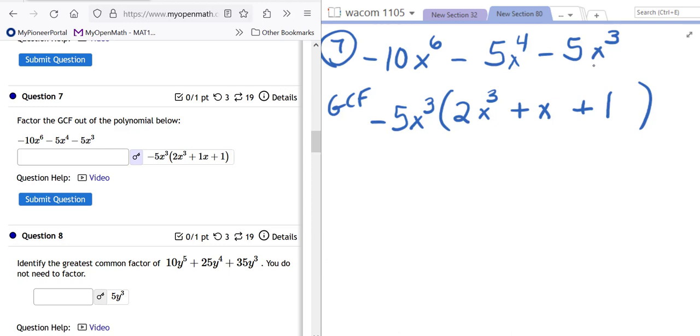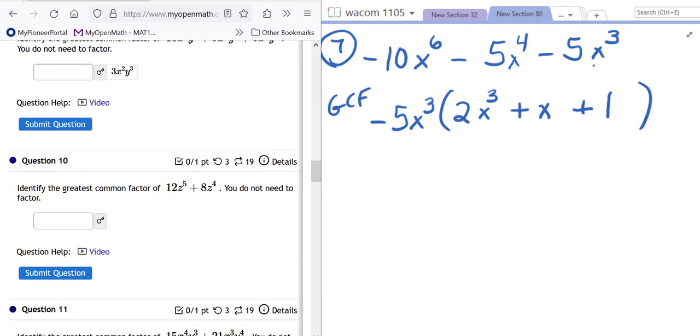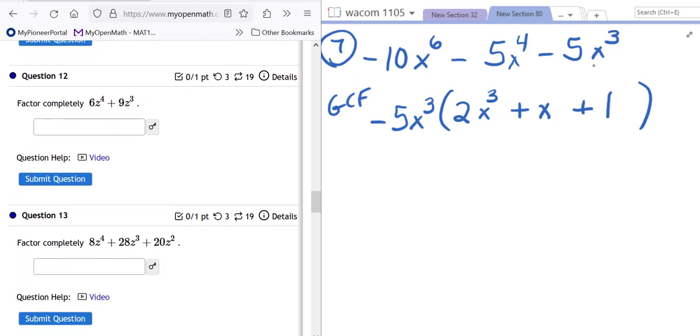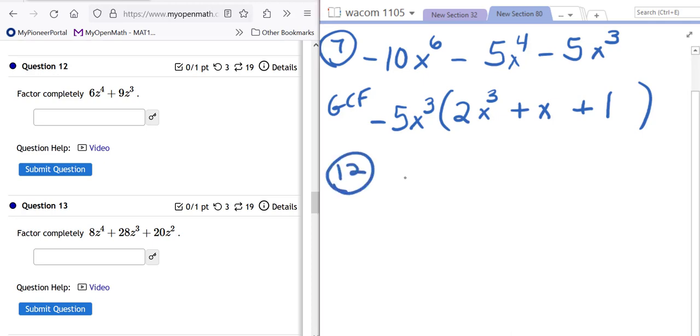All right. We started out with 8, 9, and 10, because those were just finding the GCF. So we will skip those and we'll see if there is anything different here. This does not look a lot different to me. So 6z to the 4th plus 9z to the third.